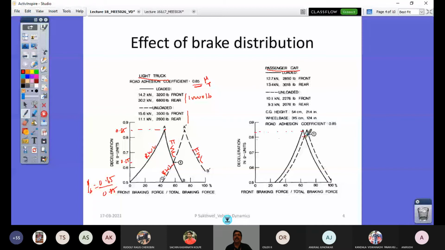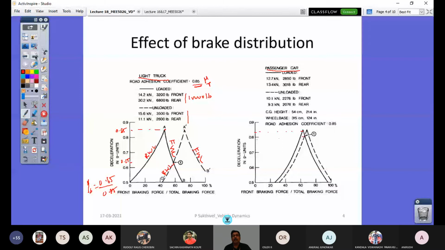That's the semi-truck trailer problem. You can look at it in your Wong textbook. If time permits, we'll do those problems later. Otherwise, we will restrict our study to the 2-axle vehicle itself. So I hope these graph explanations were understood.